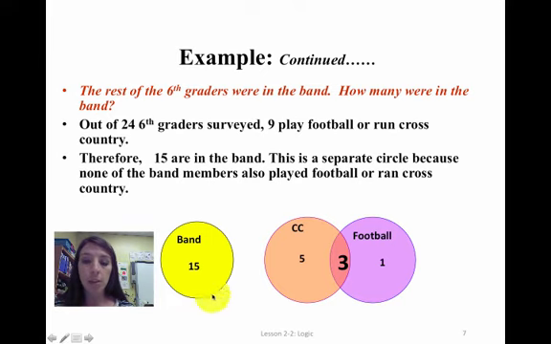So this is a separate circle. This is still part of the same Venn diagram, but it's a separate circle because none of the band members also played football or ran cross country. Now, if there were some people in the band who also ran cross country, then the band and the cross country circle would overlap. Or if there were some people in band who also played football, then the band and the football circle would overlap. Now, if there were some people in band that played football and ran cross country, then you have to make it so that all of them overlapped. There would be another circle right here. But everyone in band was just in band, so that's a separate circle all on its own.